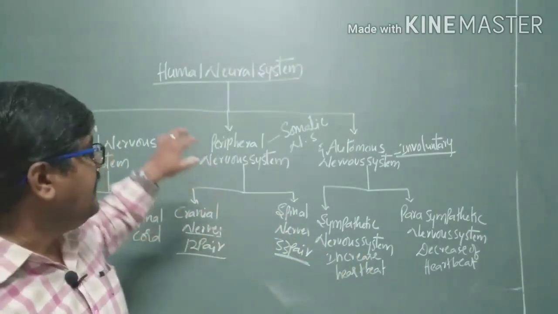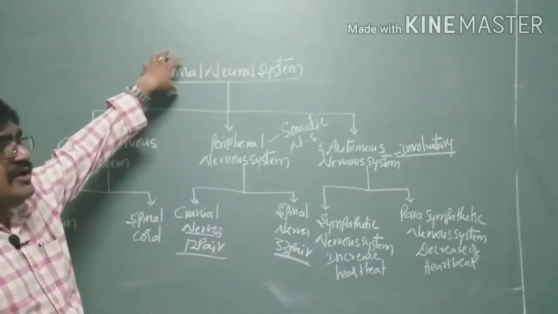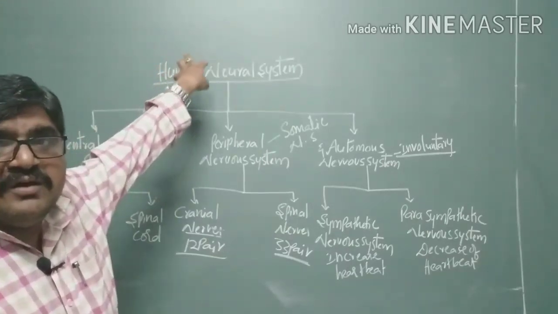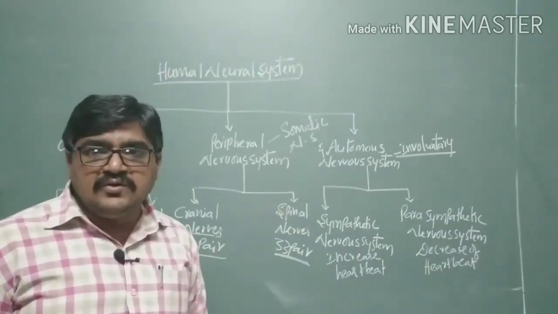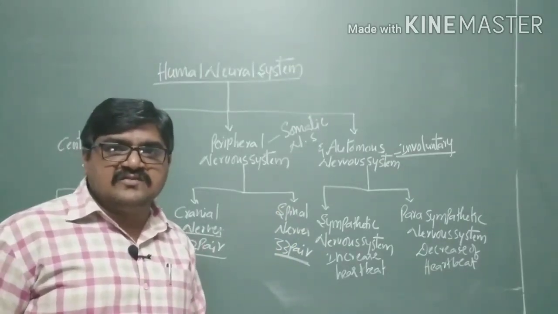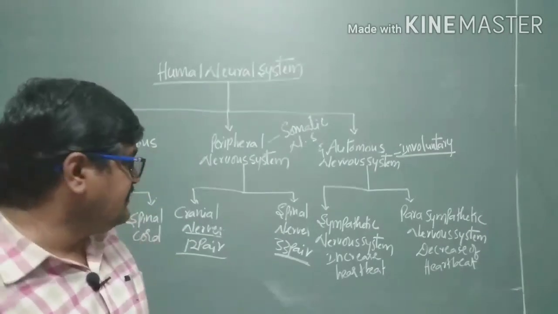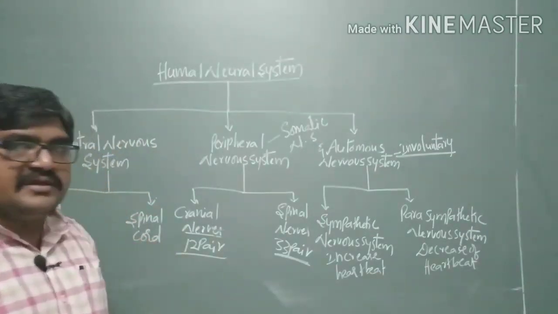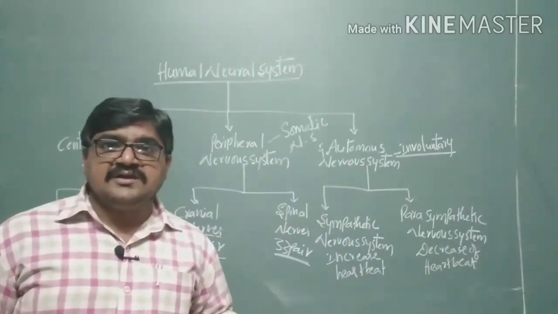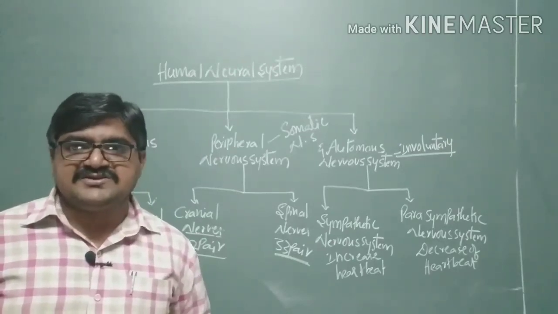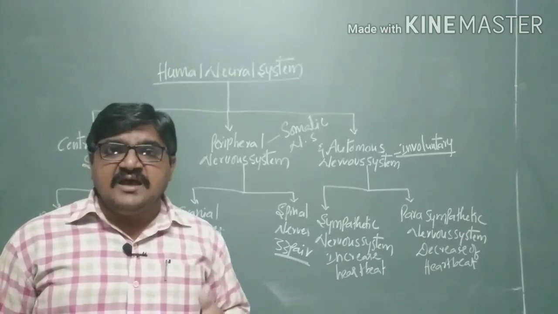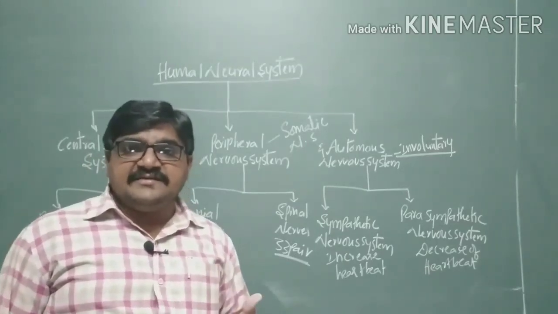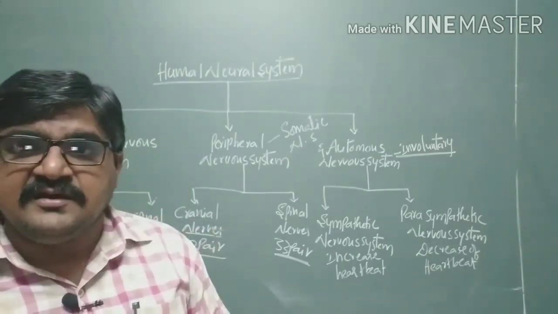So this is a brief introduction to the classification of the human neural system. In the next class we will first go for the generation of the nerve impulse, how the nerve impulse is generated and how it is transmitted. That will be discussed in the next class.